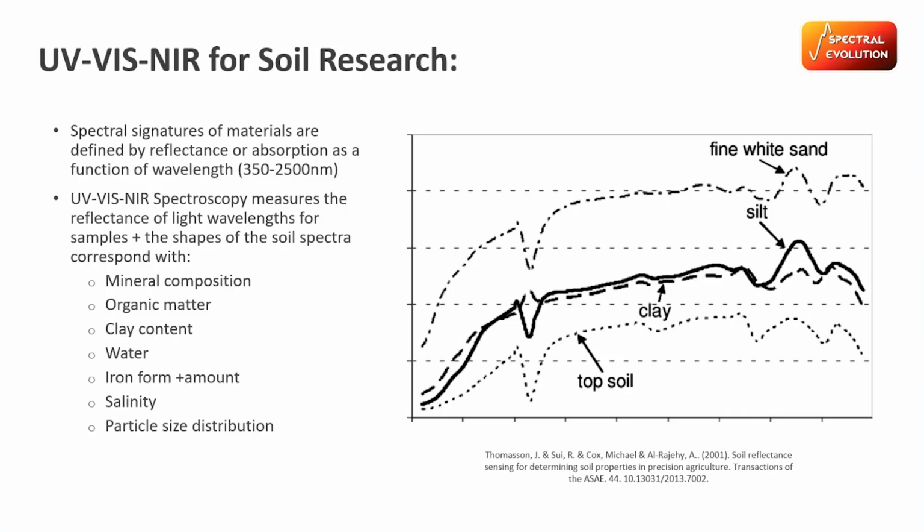For example, we can detect differences in mineral composition, organic matter, clay content, moisture, iron form and amount, as well as salinity and even particle size distribution. Spectrometers let you see into the soil and capture its chemical and physical characteristics just from light.